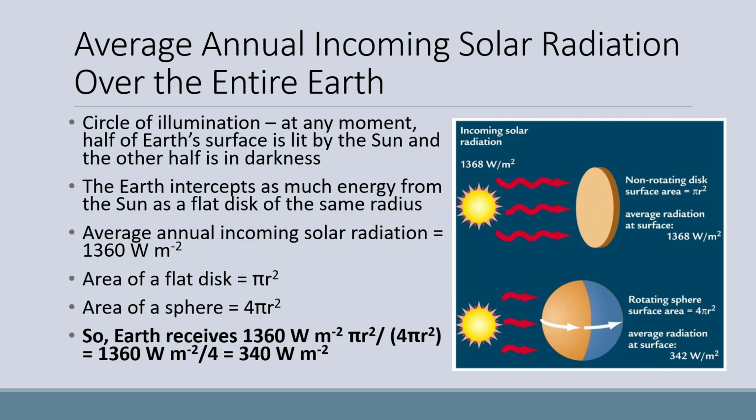The area of a flat disk is pi r squared, and the area of a sphere is 4 pi r squared. So Earth receives the total amount of incoming solar radiation multiplied by the area of a flat disk divided by the area of a sphere, or 1,360 watts per meter squared times pi r squared divided by 4 pi r squared, which equals 1,360 watts per meter squared divided by 4, or 340 watts per meter squared. Note that we are approximating the numbers a little bit, so they're slightly less than the image shown to the right, but the image on the right is a really good visual.